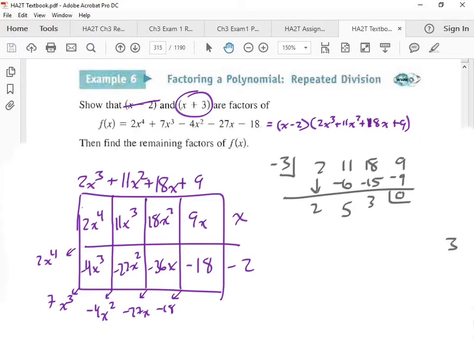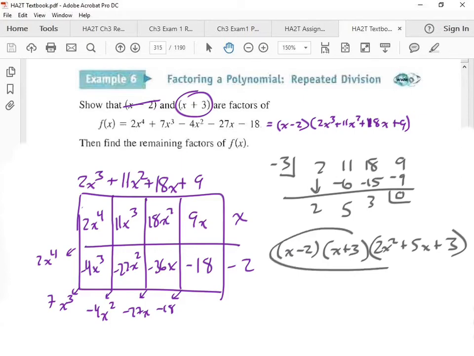So we have 2x squared plus 5x plus 3. And we just took out x plus 3, and we took out before x minus 2. Okay, is this more factored? Yes, it's even more factored.